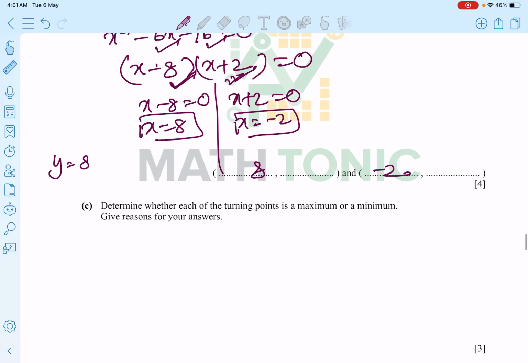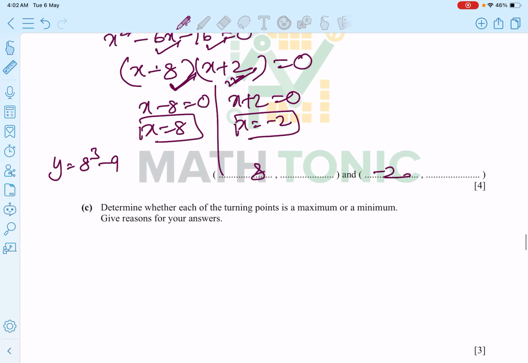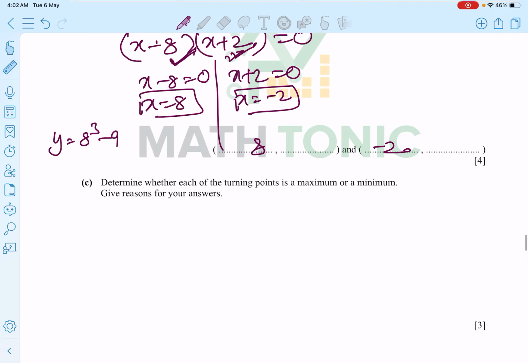So y equals x cube minus 9 x squared, right? One second, please. Yes, 9x squared. So it will be 9 times 8 squared. This will be minus 48 times 8. So check with the calculator what you're getting for this one. I hope you're getting minus 448, like this.